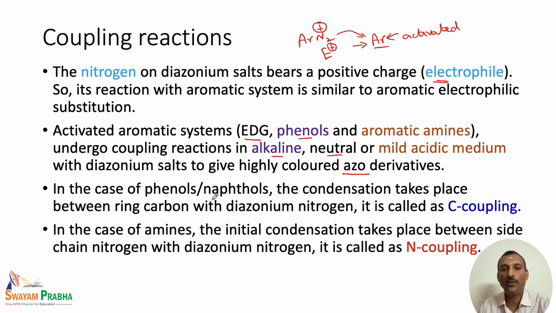In the case of phenols and naphthols, the condensation takes place between the ring carbon and the diazonium nitrogen. This is called a C coupling reaction. And in the case of amines, the initial condensation actually takes place between the side chain nitrogen and the diazonium nitrogen. This is called N coupling. Of course, this undergoes a rearrangement to give the C coupling product as the final one.